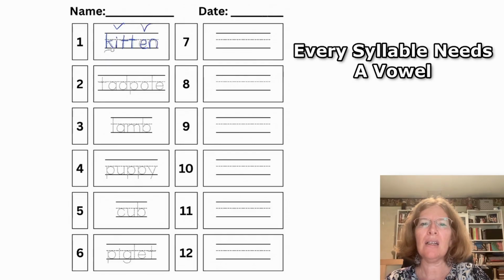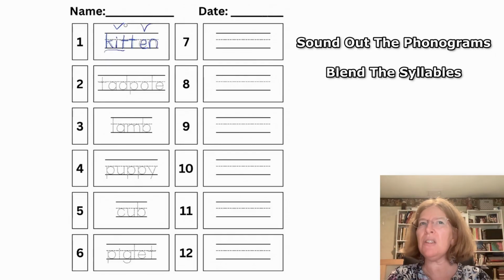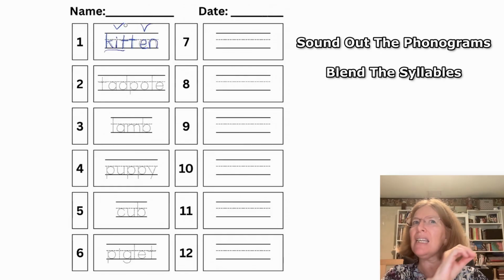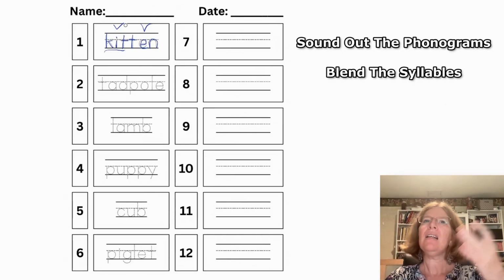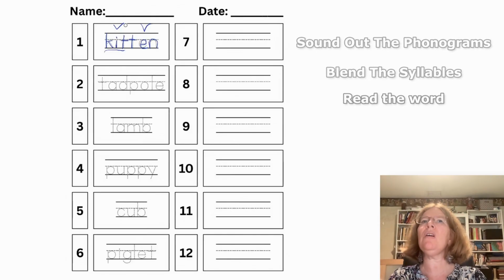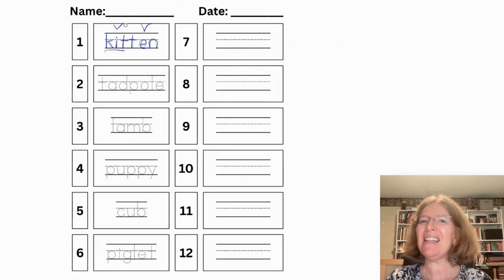K, it. See how they sounded out the sounds? Now we're blending the syllables. K, it, kit. T, a, n, ten. Now let's read the word. Kitten. Say the word kitten. Now you can read it.